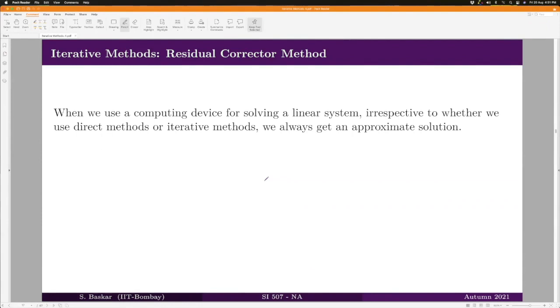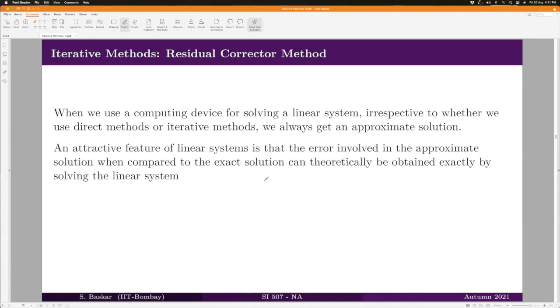When we use a computing device for solving a linear system, irrespective of whether we use direct method or iterative method, we always get an approximate solution, right? Just now we have seen that an attractive feature of linear systems is that the error involved in the approximate solution when compared to the exact solution, that is the mathematical error, can theoretically be obtained exactly by solving the linear system AE is equal to R. Remember, theoretically, we can obtain E exactly by solving this system.